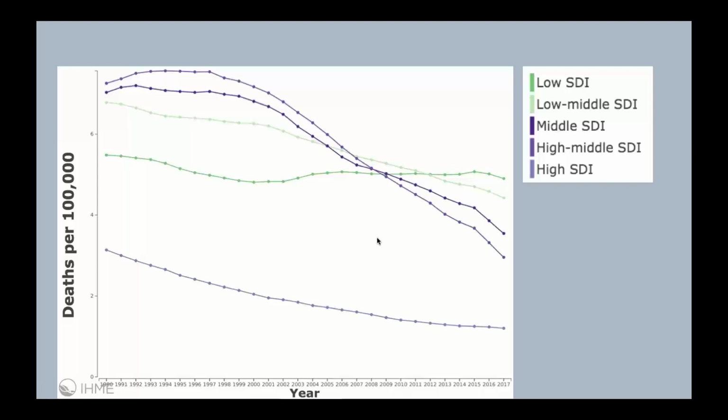This is an example of just a graphical trend that you can pull from the website as well. This is deaths per 100,000 from CHD, and along the x-axis is the year from 1990 to 2017, and each color is representing a different sociodemographic index region. The lowest one here is the high income regions. Not surprisingly, the death rate is very low compared to the other regions. And then you can see a fall over time of a decreasing death rate for most places, except in the low SDI region here in the dark green. That one has stayed pretty steady and unchanged, unfortunately, over time.